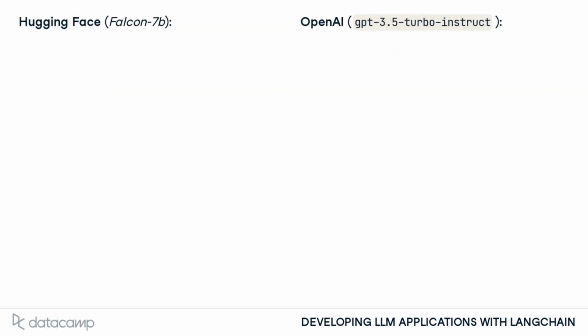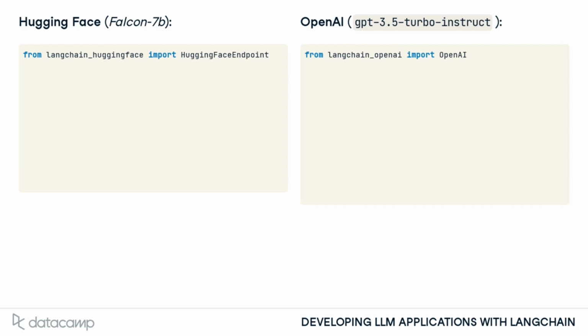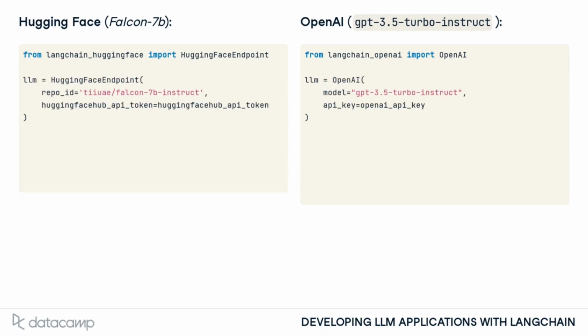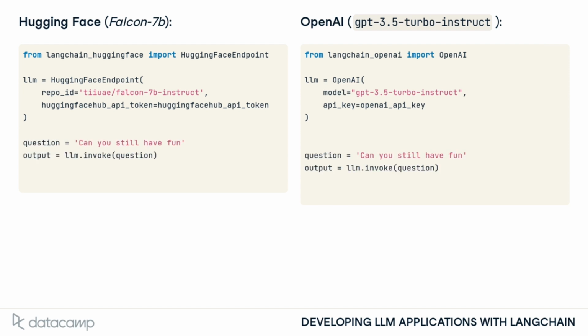Now we have our key, let's use LangChain to use a model from Hugging Face and compare it to an OpenAI model. LangChain has OpenAI and Hugging Face classes for interacting with the respective APIs. Once imported, we define the LLM with the model name and API key. From Hugging Face, we're using the Falcon 7 billion parameter instruction optimized model. We'll define an unfinished sentence and use both models to predict the next words. Finally, let's print the result to see the output.